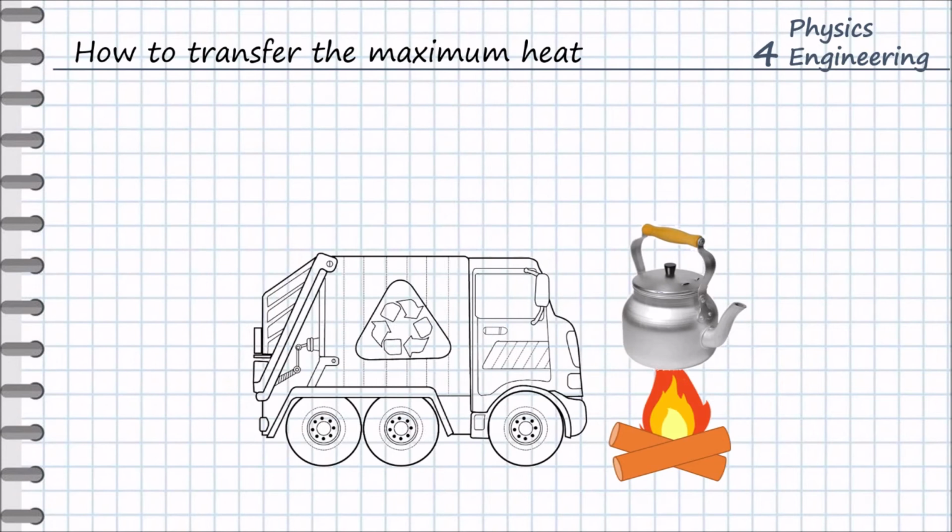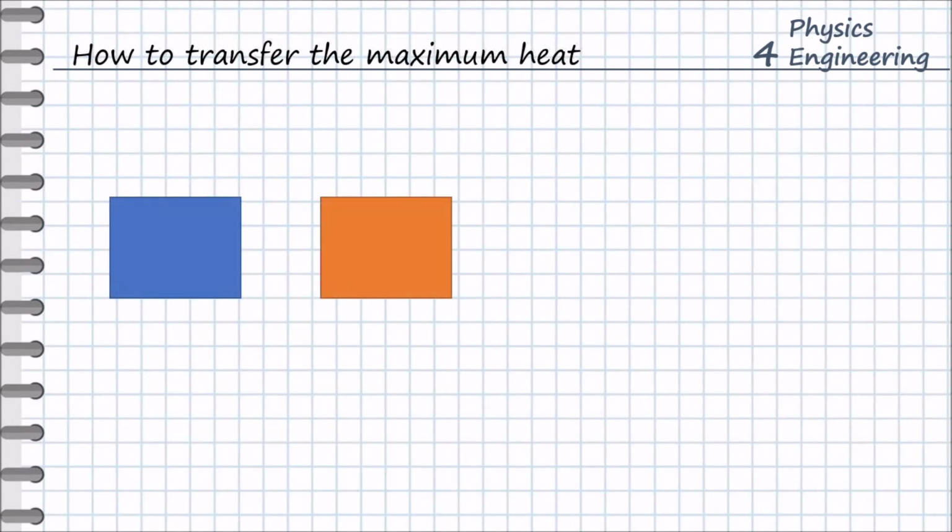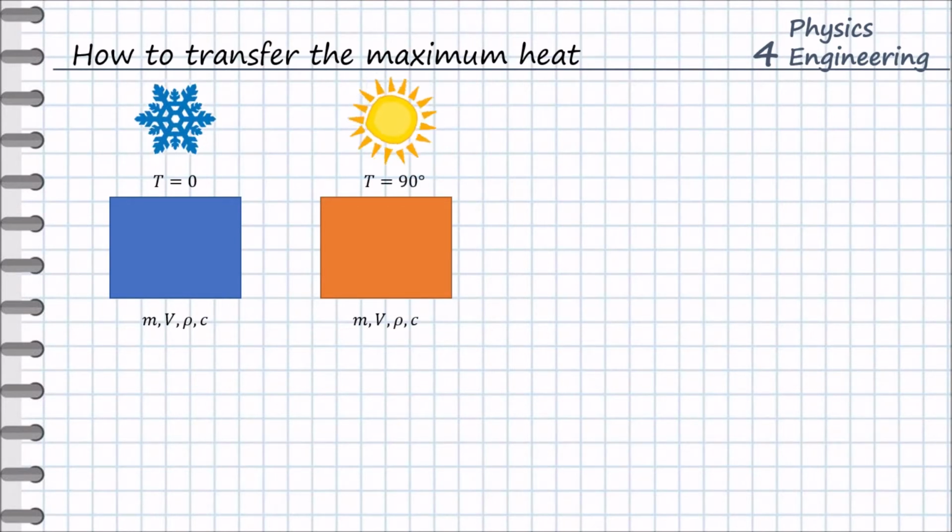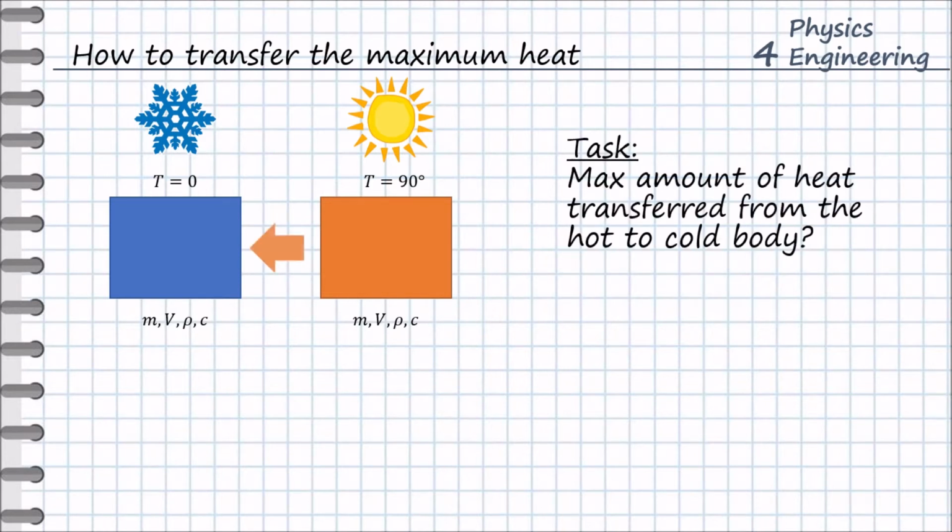Let us imagine the following. We have two bodies. One body is cold and has zero temperature, and the second body is hot and has a temperature of 90 degrees. These two bodies both have the same mass, same volume, same density obviously, and same specific heat capacity. And our task is: what is the max amount of heat which can be transferred from the hot to the cold body? And we have the following condition.